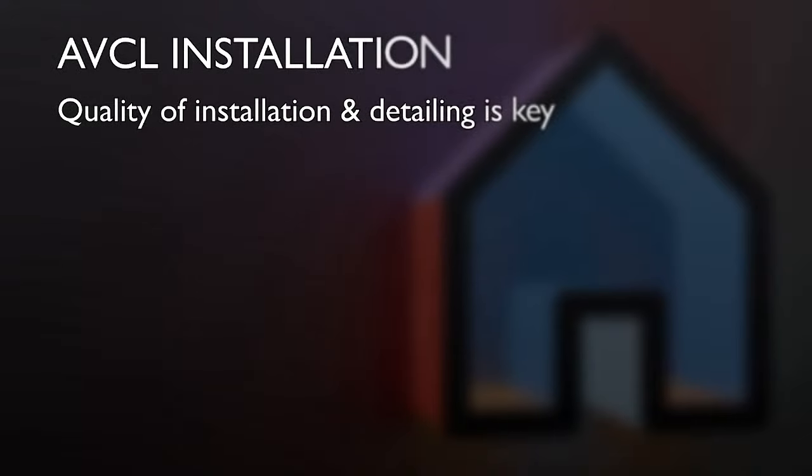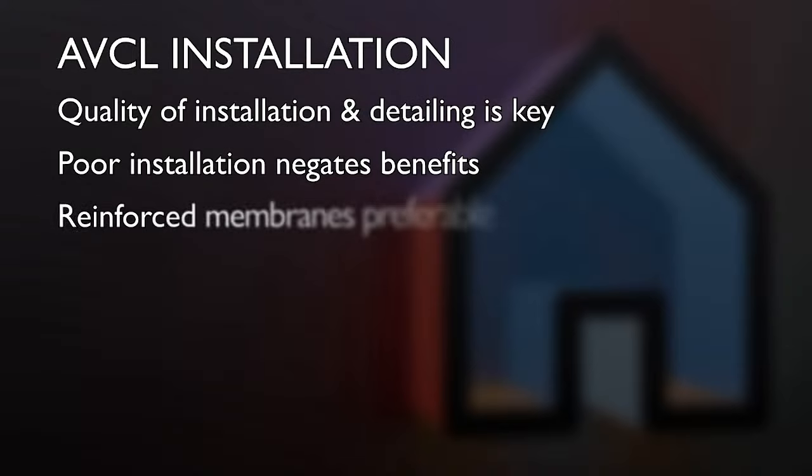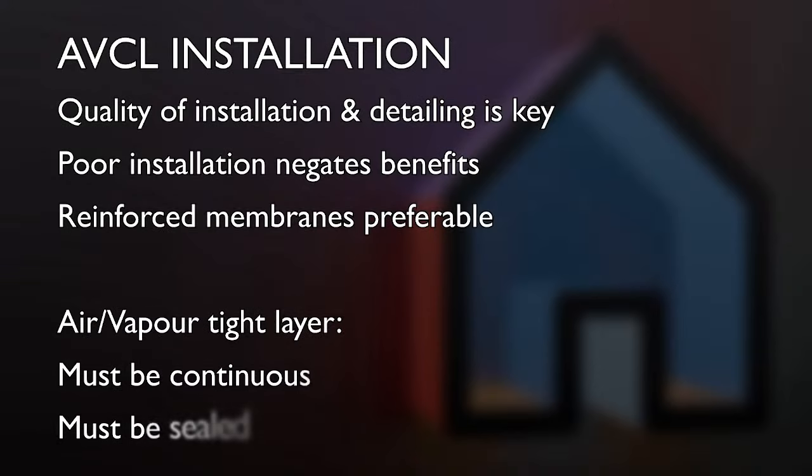Whichever composition of membrane is used, any AVCL is only as good as the quality of its installation and detailing. The benefits of reduced air leakage and moisture ingress will be reduced or negated if the membrane is not installed correctly. As we've discussed, using a reinforced membrane can minimise the potential for damage to the membrane, but AVCLs must still be continuous and fully sealed. To achieve this, good detailing and quality insulation are key.